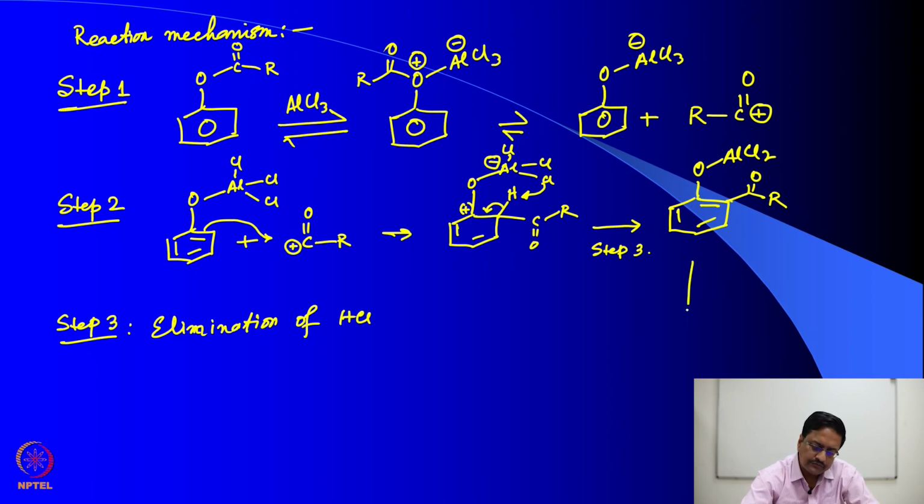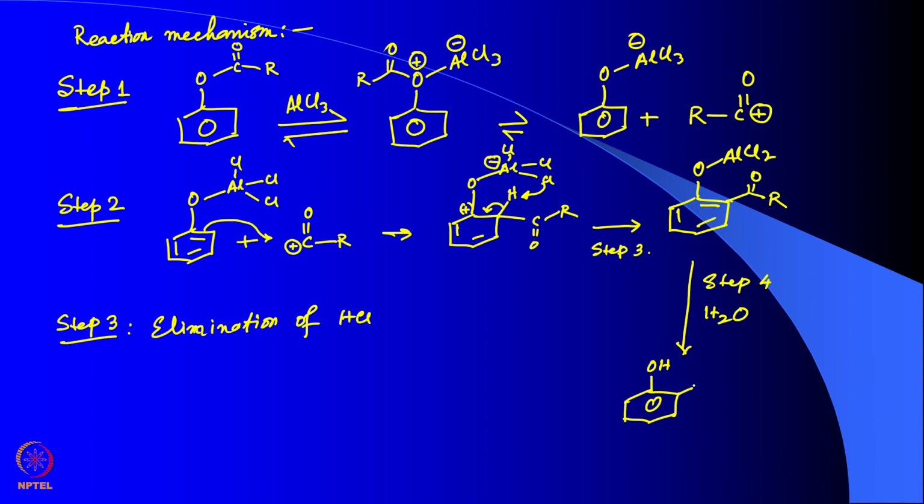Now, step 4 is a step of hydrolysis. On adding water to this adduct of aluminum chloride with the phenolic OH, the product is released. And aluminum chloride is released as aluminum hydroxide.